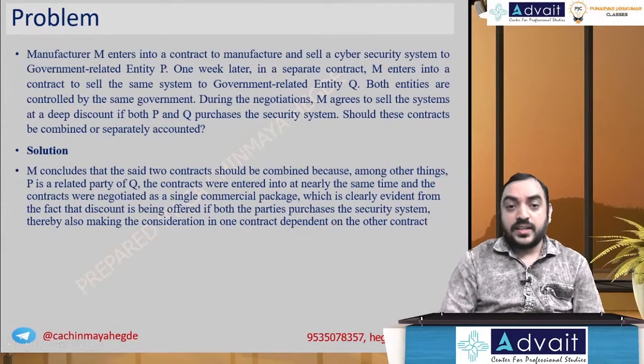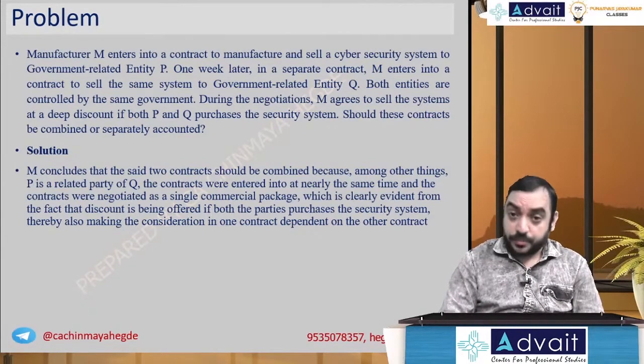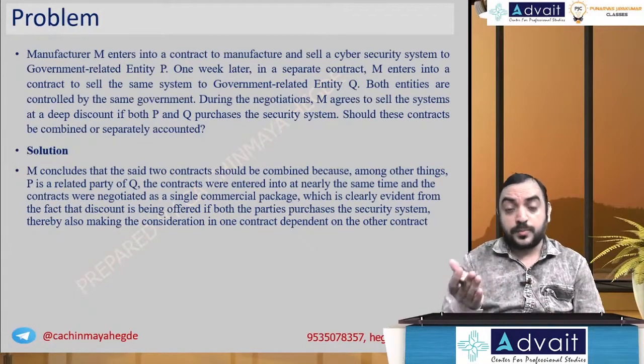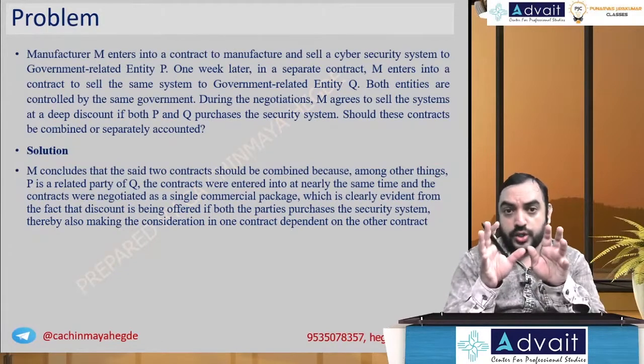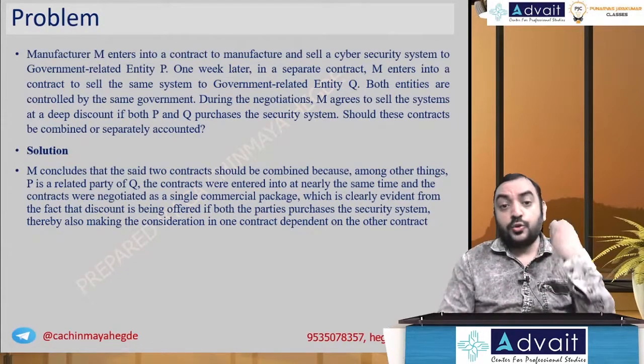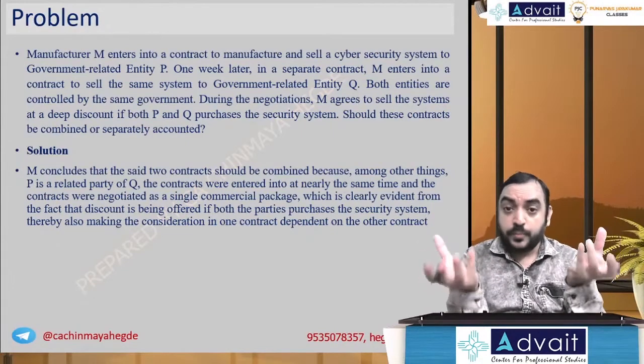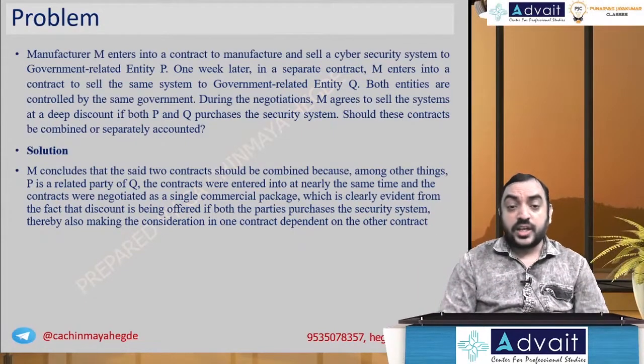Manufacturer M enters into a contract to manufacture and sell a cyber security system to government related entity P. One week later, in a separate contract, M enters into a contract to sell the same system to government related entity Q. So, entity M is selling to P and also to Q, and both entities are controlled by the same government.